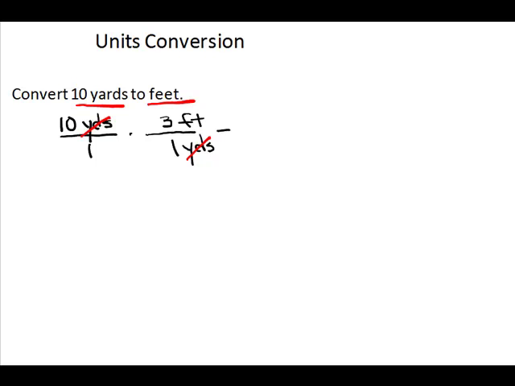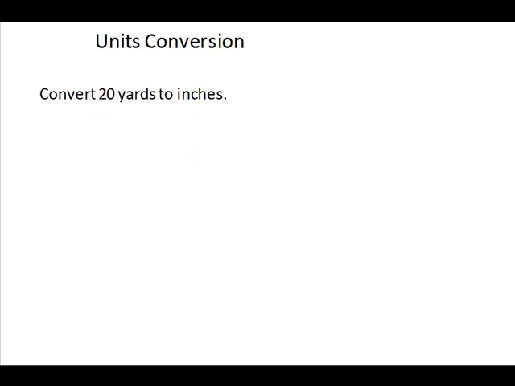And now we just multiply across. So we have 10 times 3 gives us 30 feet. And 1 times 1 is just 1 in the denominator. Anything divided by 1 gives us back itself. So 10 yards is equal to 30 feet.